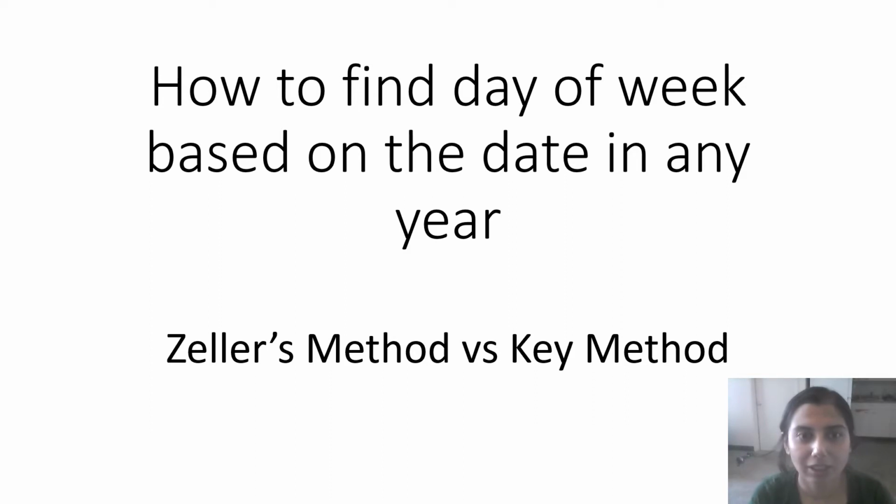So in order to find the day of the week based on the date in any year, there are two main methods that I'm going to discuss. One is the Zeller's method, following the Zeller's rule, and the other one is the key method. And we are going to discuss how easily we can actually find the weekday based on the date of the year. So let's get started.